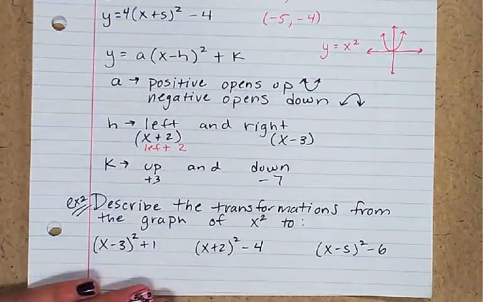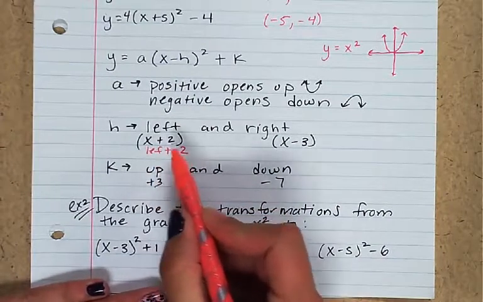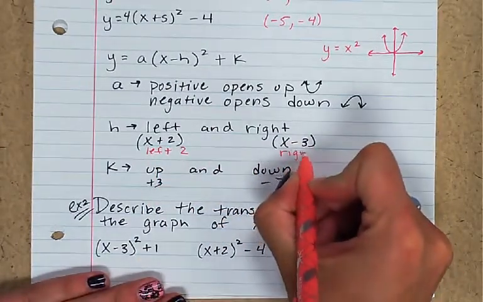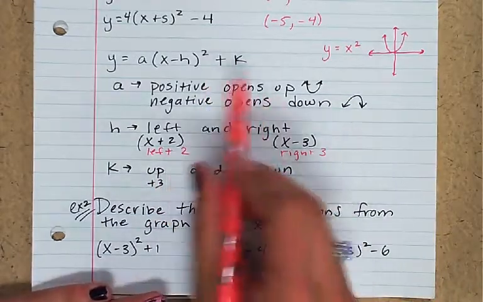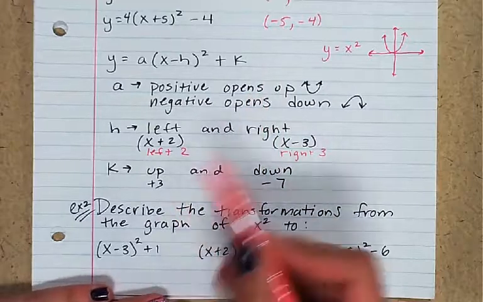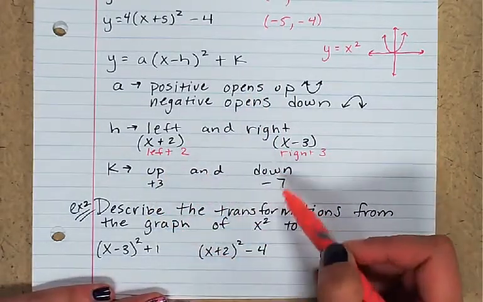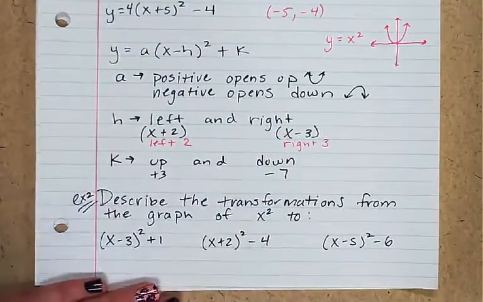Students, just a reminder if you're in the comments. So again, it's kind of like the opposite. x plus 2, you're going to go left 2. x minus 3 means that I would go to the right 3. Now k is exactly what you think. This number that's off on the side being added or subtracted, if it's positive, you're going to go up. So plus 3 would be up 3. If it's negative, you're going to go down. So minus 7 would be go down 7.